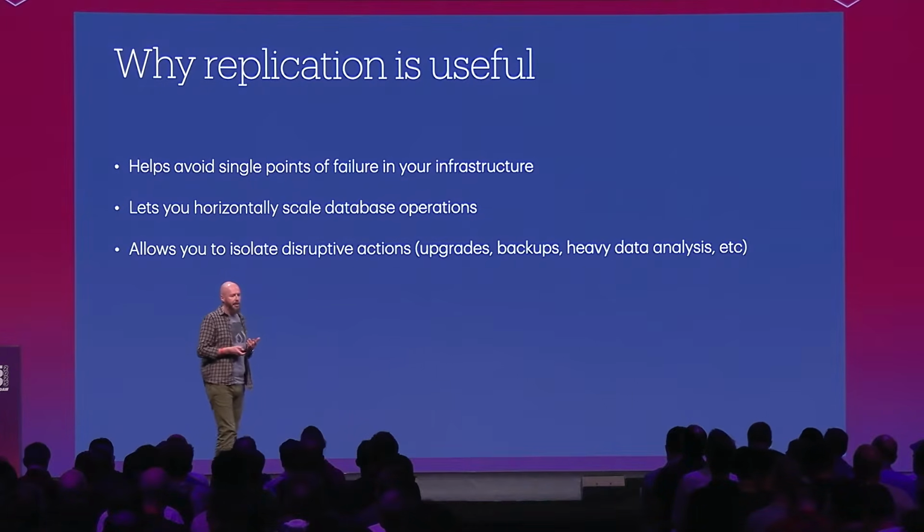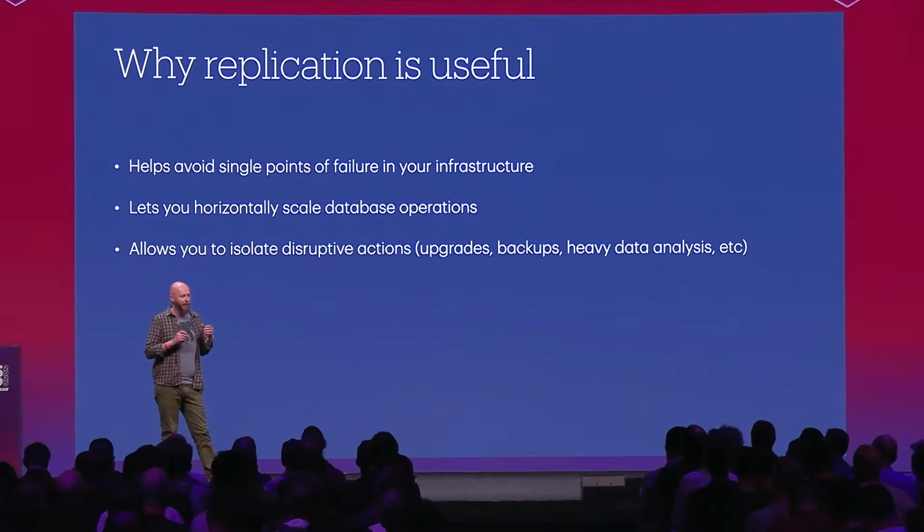And then the third reason that I think replication is useful to have is it's a pattern that allows you to isolate disruptive actions to machines that are not serving customer traffic. An example of this would be if you have some heavy data analysis that you need to do and you suspect that these queries will slow down everything on the machine that you do them on. You don't want to be doing that on a machine that's also serving customer traffic. But if you have replication, you can just replicate your data onto a separate machine and do the work there, and then it will be isolated.